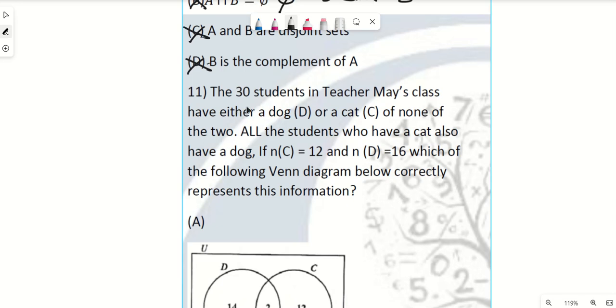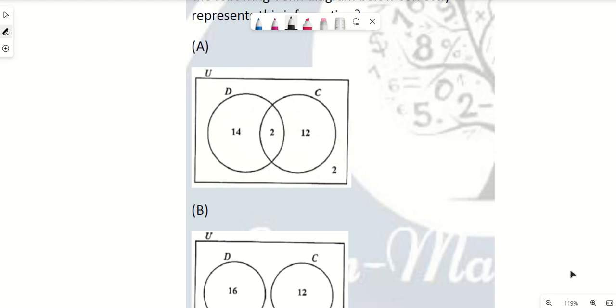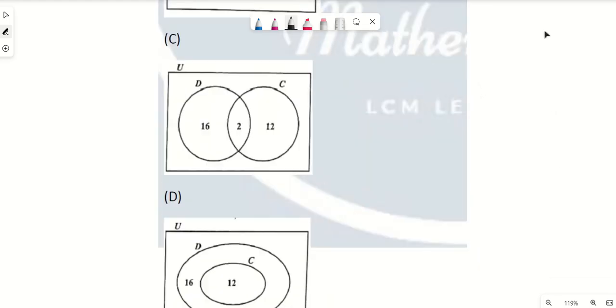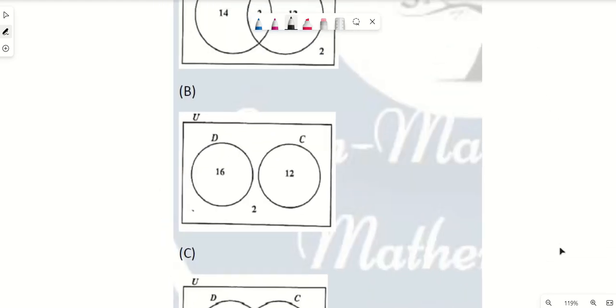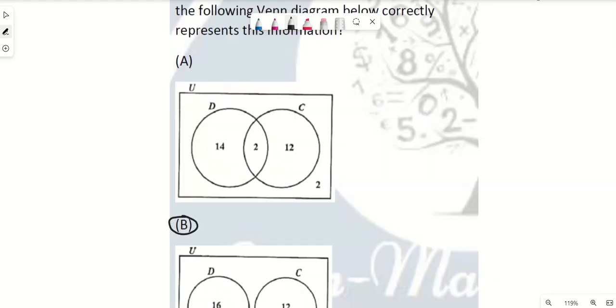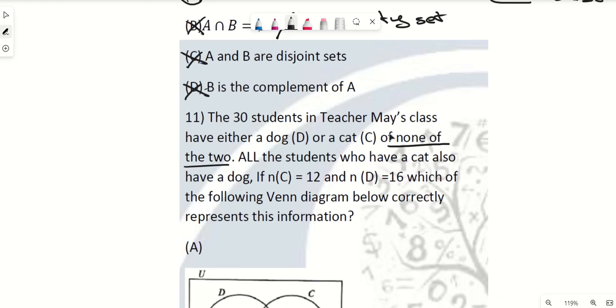Number 11. The 30 students in the teacher's class have either a dog or a cat or none of the two. Now, as soon as you read this question, they say none of the two. This statement, none of the two, means they have nothing in common. So if we look at this, we're looking at the ones that have nothing in common, you would see B. So as soon as you read that statement, you don't really need to read the entire question, when they say none of the two, you know that is a disjointed set.